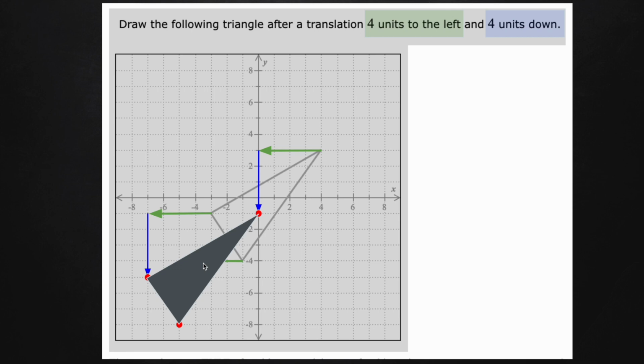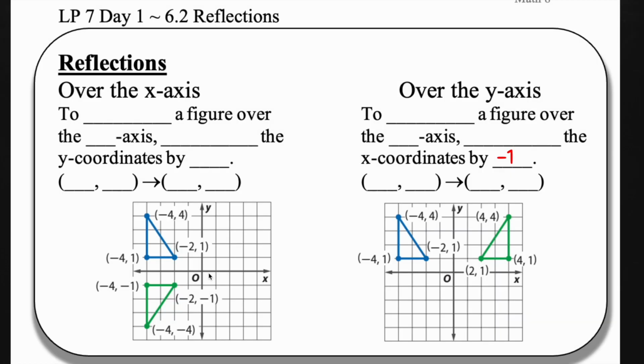I'm just translating it. I'm sliding it right, left, up, down. In this case, I'm sliding it left and down at the same time. So remember, it doesn't slide diagonally. We have to go left and then down, okay? So reflections, that's actually the section we're going to look at for today.